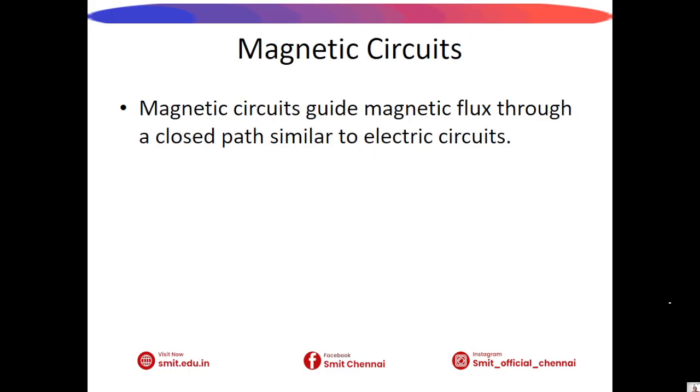Next, we see magnetic circuits. A magnetic circuit provides a closed path for magnetic flux, similar to how an electric circuit provides a path for electric current. Examples include transformer cores, motor cores, and electromagnets. Magnetic circuits help us analyze magnetic flux flow in a systematic manner and simplify the design of electromagnetic devices.